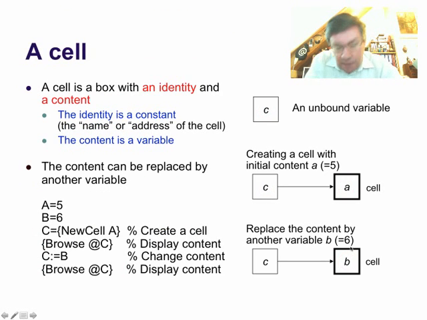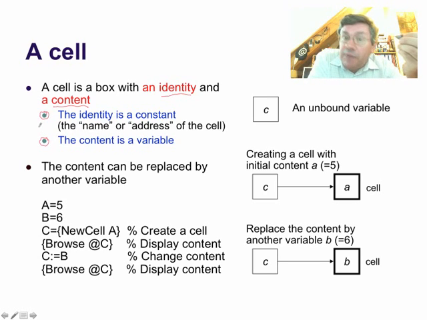So a cell then is a box with an identity and a content. And the identity is a constant. It's called the name or address of the cell, and the content is a variable in the single assignment store. And this content can be replaced by another variable.